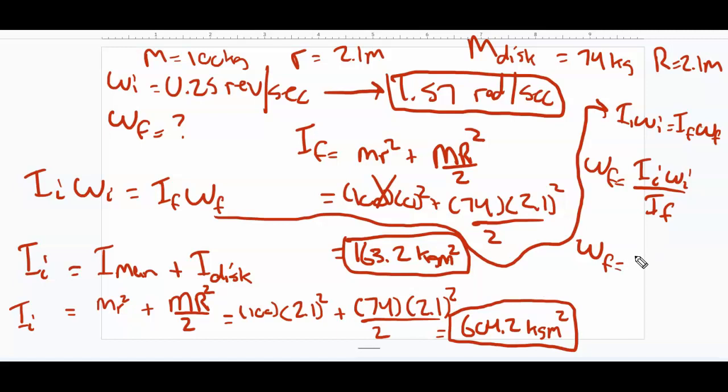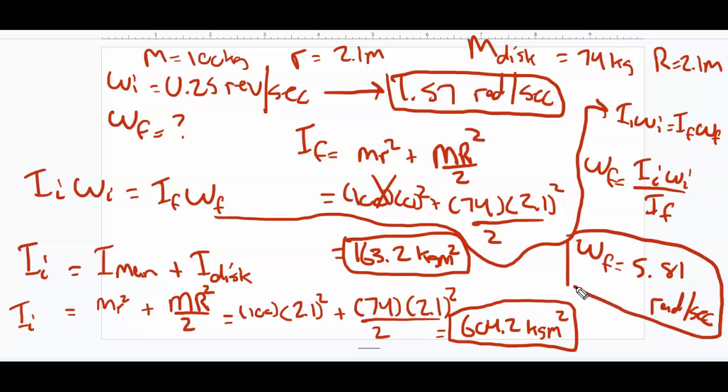Okay, and so while I was talking about that, I finished doing this calculation and I get 5.81 radians per second. This is going to be the final angular speed of the merry-go-round. Okay, and so because the man walked towards the center of the disk, he decreased the moment of inertia for the disk, which made the whole thing spin faster.